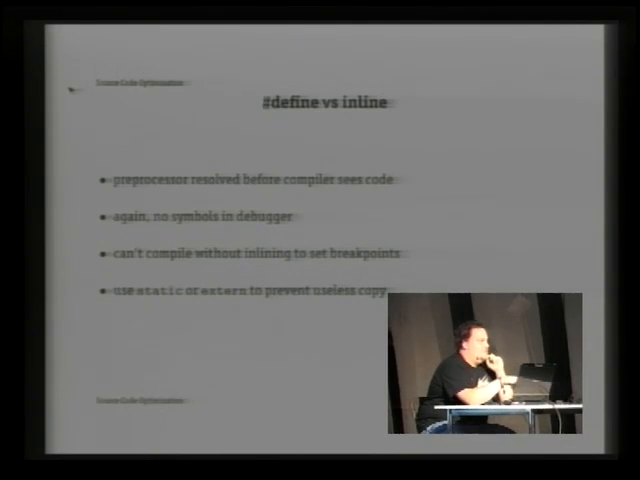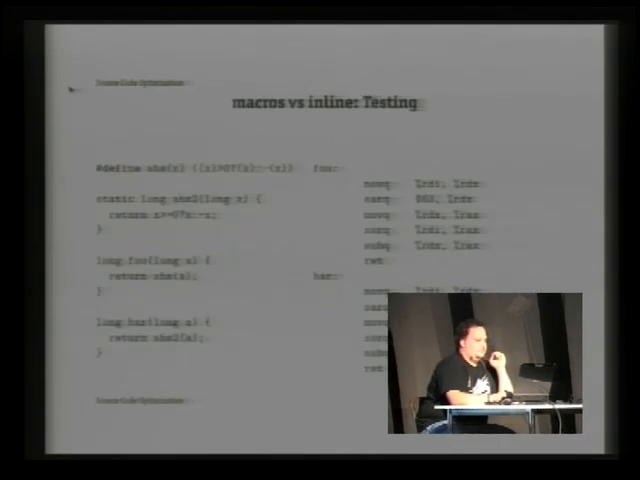So unless you use static or extern, you get a useless copy. And that's why GCC doesn't inline by default in -O2, because it will generate more code. But if you use static, then it won't generate more code if you call it just once. So GCC will inline even at O2.